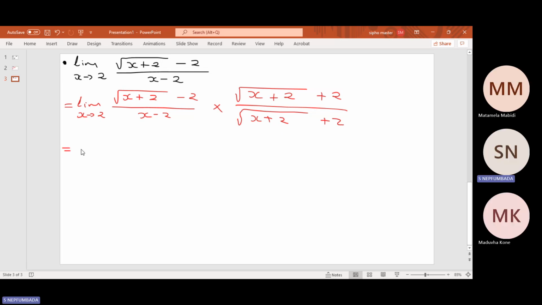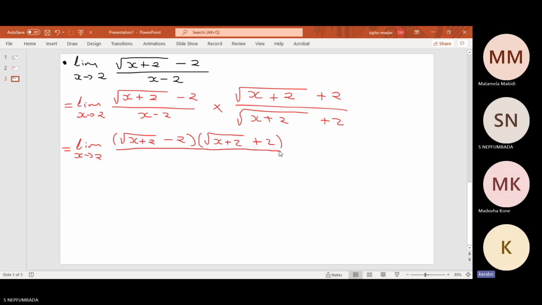Now we find the limit of x approaching 2. Those are the two brackets multiplying each other: x plus 2 minus 2, which is multiplied by the square root of x plus 2 plus 2, and divided by x minus 2 multiplied by the square root of x plus 2 plus 2.